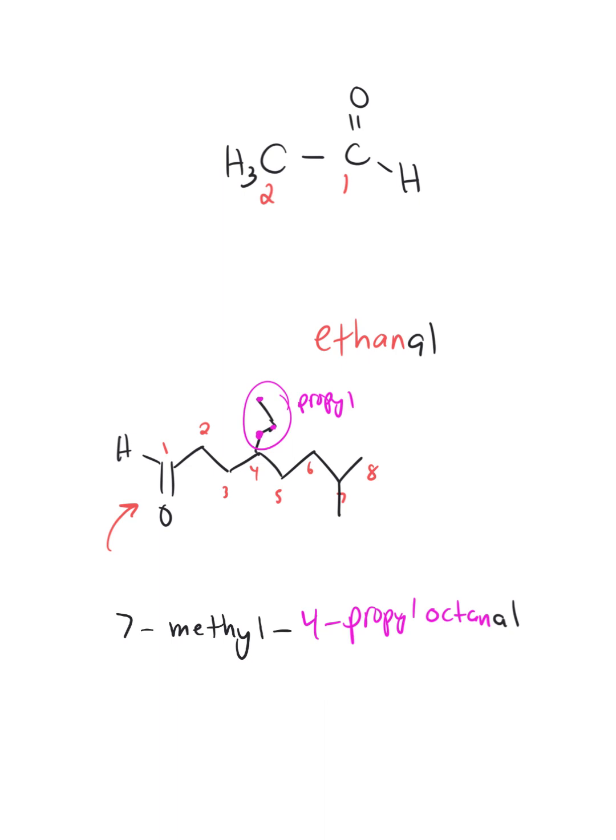Our numbers are separated from our letters by a dash, and then 2 numbers would be separated by a comma. So if I had another methyl group on that same 7, I would put 7,7, and anytime you have 2 of the same group, we would use the prefix di. So a dash between numbers and letters, a comma between 2 numbers. That's how you would go from the drawing to the name for aldehydes. Let me know if you have any questions.